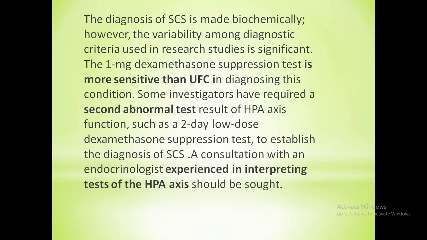So how do you diagnose SCS? It's made biochemically. But there is quite a lot of variation among the diagnostic criteria. So here you use the 1 mg dexamethasone test, which is more sensitive than the UFC. Some of them advise a second abnormal test of the HPA axis, such as a 2-day LDDST. It will always be wise to have a consultation with an experienced endocrinologist.